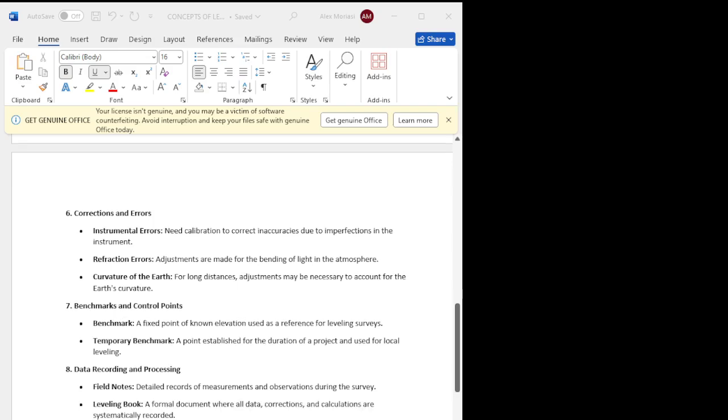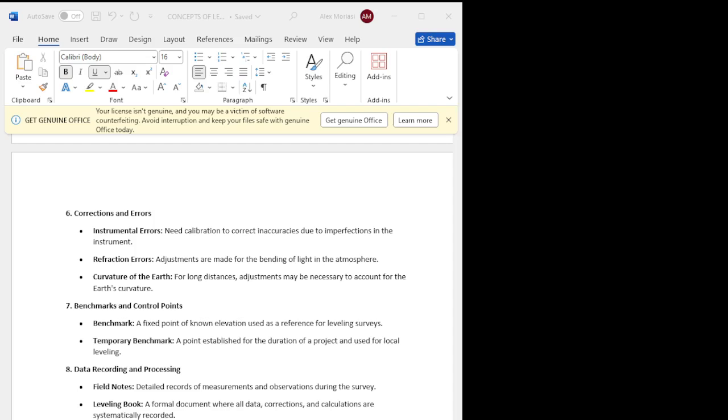Number 6, we have corrections and errors. This is whereby after taking the readings and doing your calculations, you have to see if your elevations or your values are correct or have some errors. So there are some different things to consider.